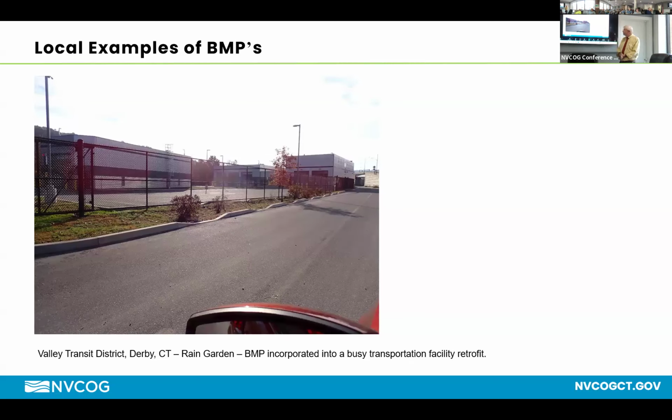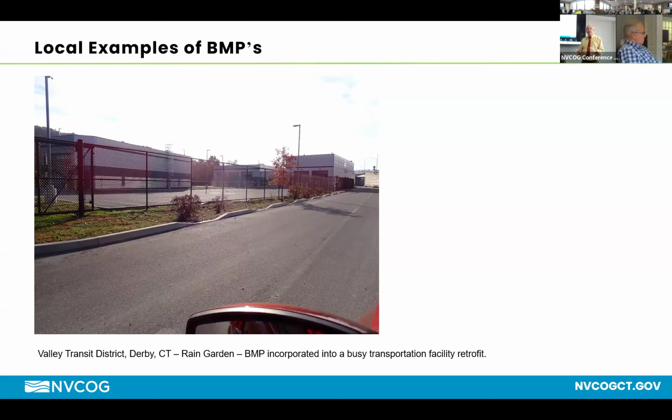And this is around the corner at Valley Transit District. It's over by Home Depot if you've been down there. It's sandwiched in between Route 8 on this side and Metro North Railroad on the other side. And it was a retrofit where they were upgrading their bus maintenance facility. It does all the shuttle bus service for senior citizens in the area.